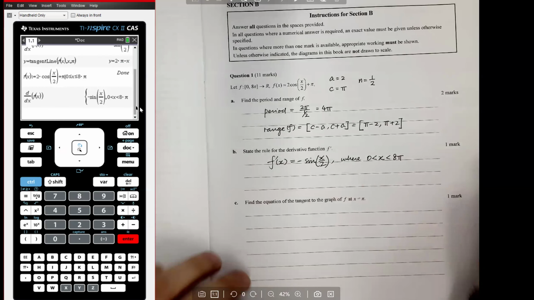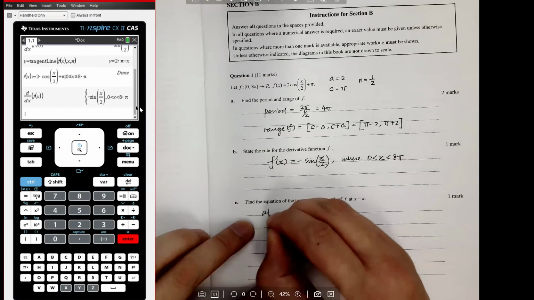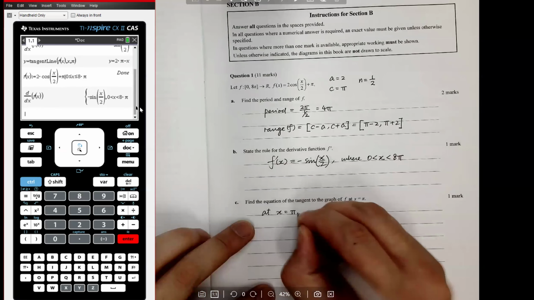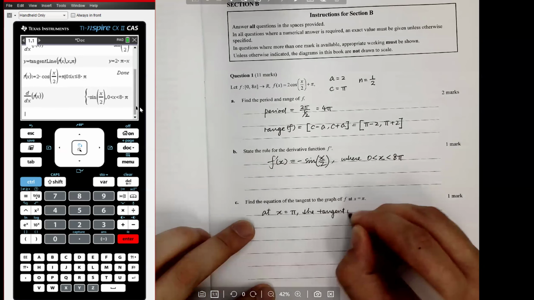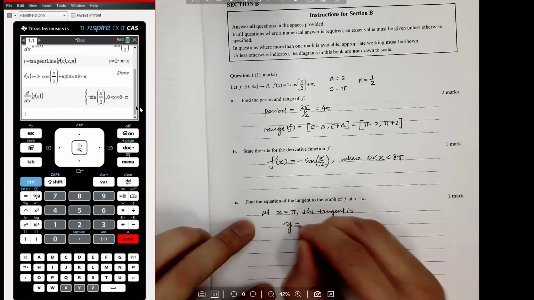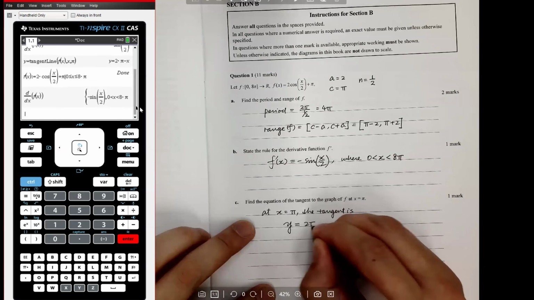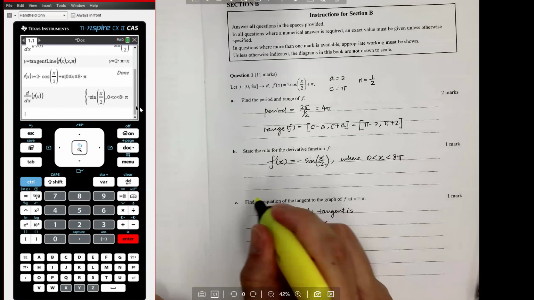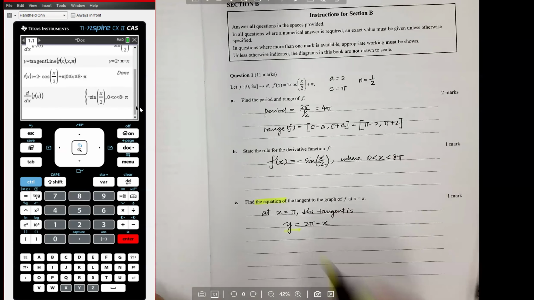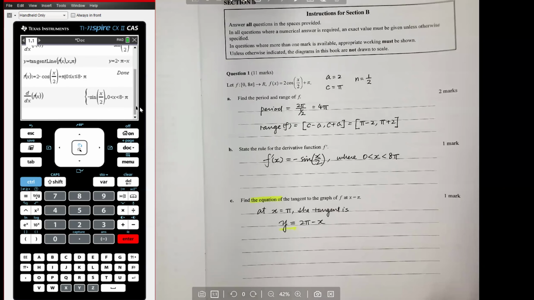Then I'm just writing down the equation of tangent at x equals pi. The tangent is y equals 2 pi minus x. And make sure you write down the equation. So the expression needs to have a left-hand side, y equals. Moving on.